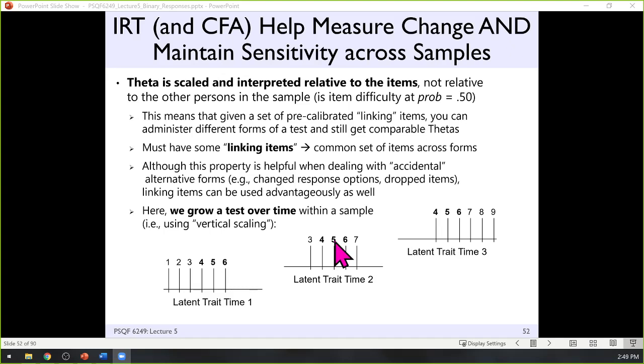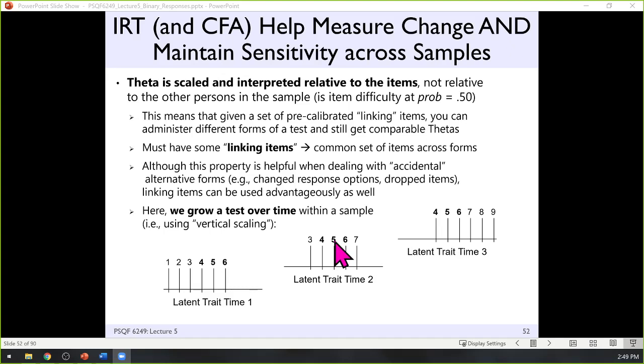So I once was helping with a research project where they did this. They gave a different test every year. And do you know what the PI told me? Well, we're just going to convert them to z-scores. And that solves the problem that they're different tests. My response? Z-scores don't grow. Don't do that.